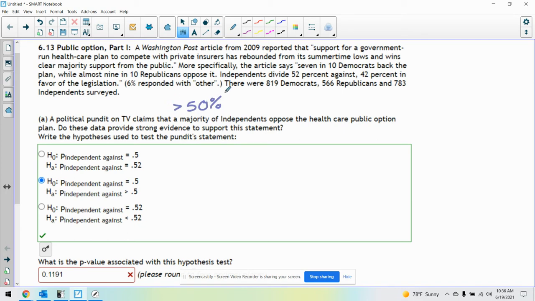So, we're trying to show this. Of these three options, the only one that's trying to show that is the second. They're saying it is 50. He's saying it's greater than 50%, the majority. So, that's where you get that answer from.